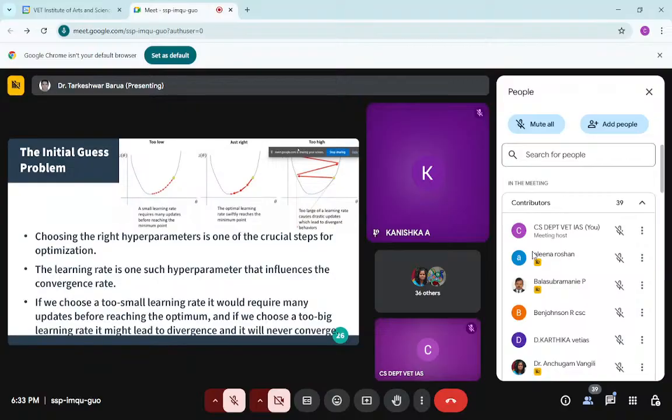So which one is the best approach? Choosing the right hyperparameter is one of the crucial steps for optimization. The learning rate is such a parameter that influences the convergence rate. If we choose too small a learning rate, it would require many updates before reaching the optimum. If we choose a high one, it leads to divergence. So this is a problem. We need to reach the accurate, exact one.